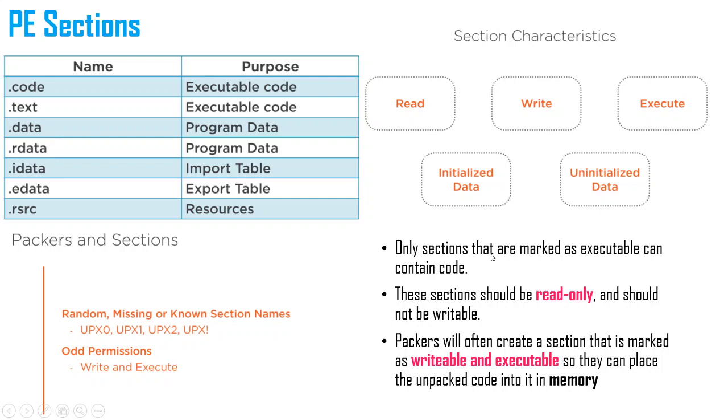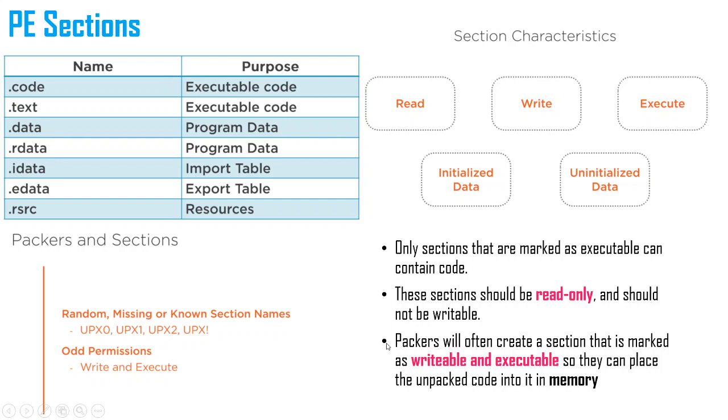Only the sections that are marked as executable can contain code. We all know that the sections marked as executable code are .code and .text. So these sections should be read only and should not be writable. This .code and .text should be in the readable only option. It should not be in the writable option.